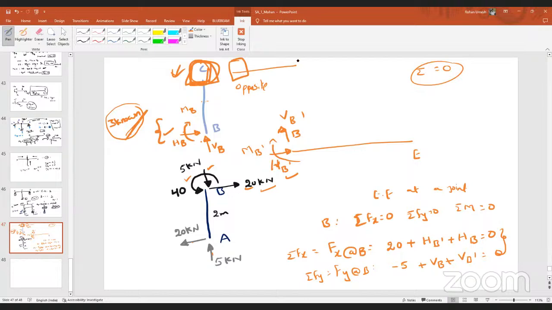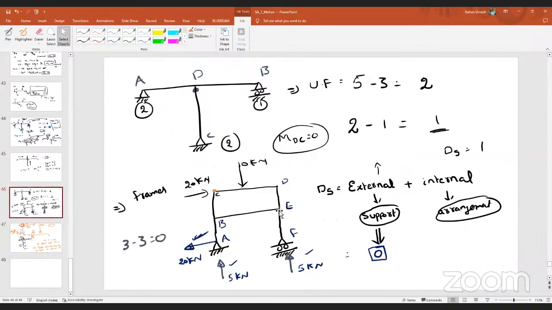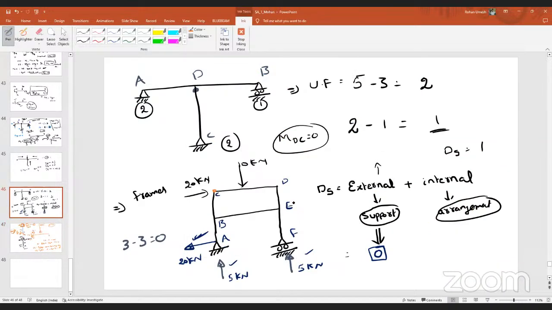If these are known, can I find the ones here? By using equilibrium equations, yes. Similarly, in the member, if these are known, these are opposite. Again, if I take equilibrium, I can find out this. Again, at point E, how many members are there? 3 members.